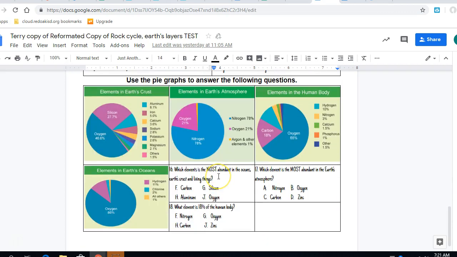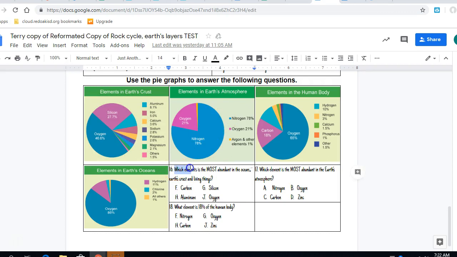Okay, for the last 3 questions, you're going to want to use these pie graphs, these pie charts, to answer these questions. So you need to pay very close attention to these pie charts and what the name of the pie chart is. Read very carefully. All right, number 16.